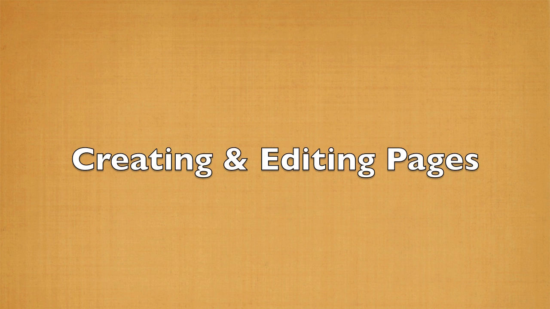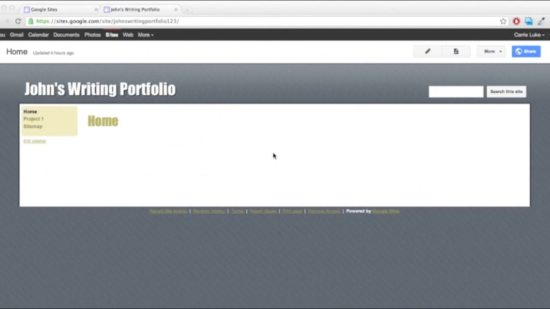This video will show you how to add pages to your portfolio and edit the content on those pages. After creating your portfolio site, you will start off with a single page titled Home. This is the first page that will be visible to anyone who visits your site. There are two buttons located in the upper right-hand corner of the page.